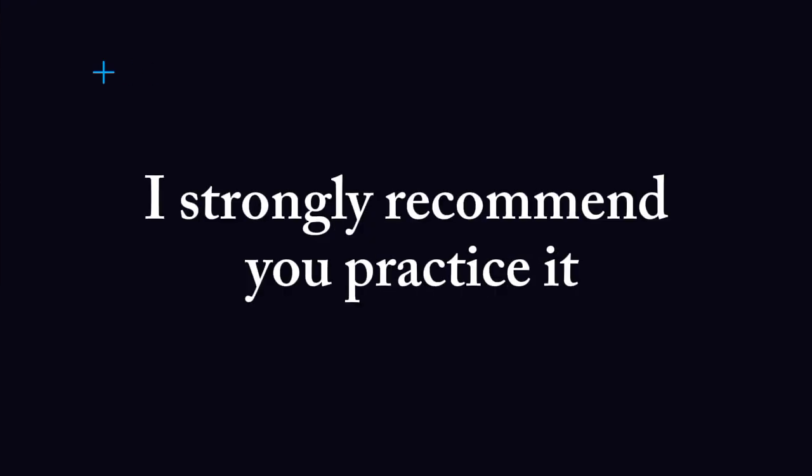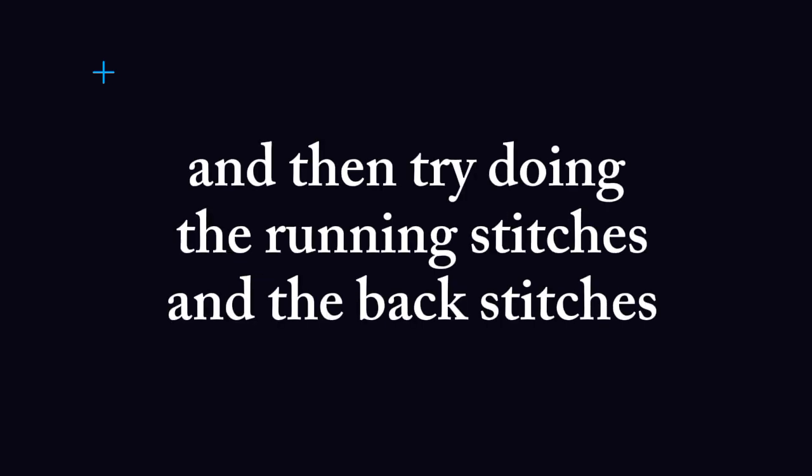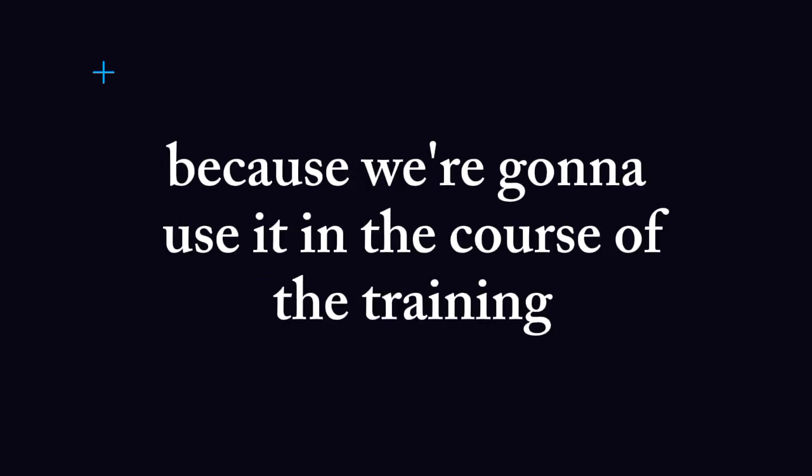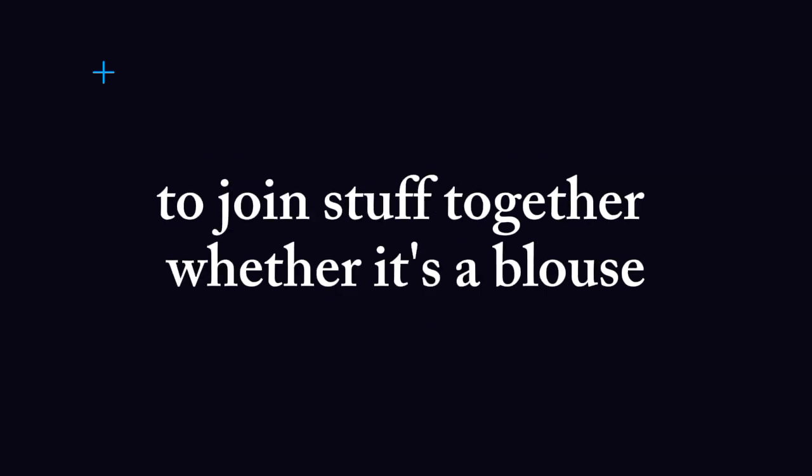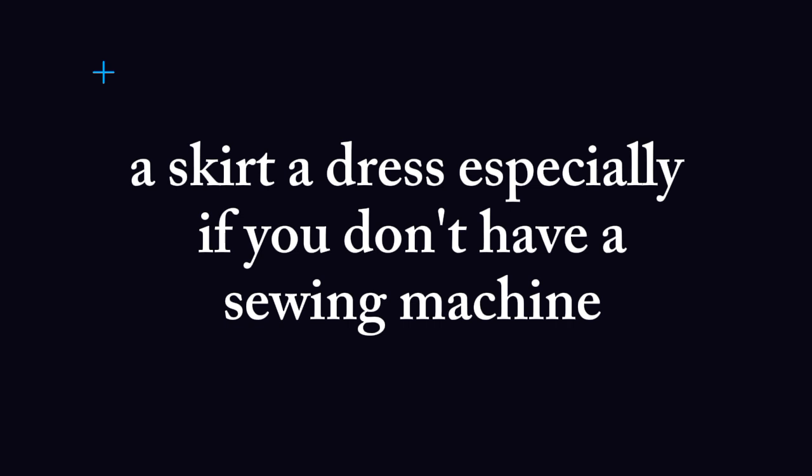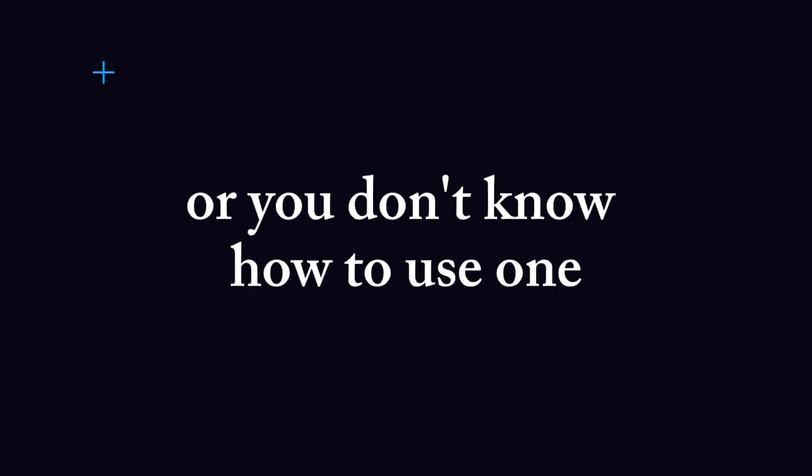If you have not tried this before, I strongly recommend you practice it. Get a piece of fabric from your calico and then try doing the running stitches and the back stitches, because we're going to use them in the course of the training to join stuff together, whether it's a blouse, a skirt, a dress, especially if you don't have a sewing machine or you don't know how to use one.